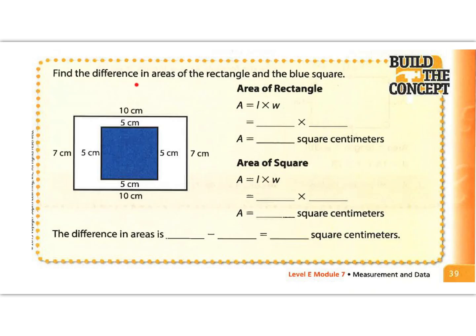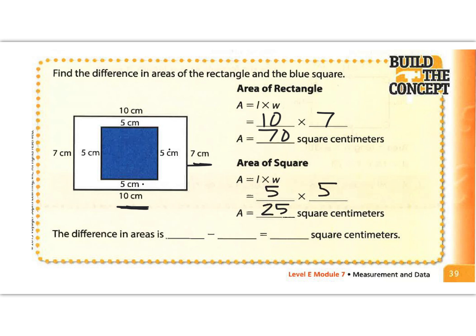This says find the difference in areas of the rectangle and the blue square. Difference means one of them is more than the other. We can see that the white rectangle is bigger than the blue square. So the area of the rectangle, that is 10 by 7. So length is 10, 7 is width, 10 times 7 is 70 square centimeters. The area of the square is 5 by 5. 5 times 5 is 25.